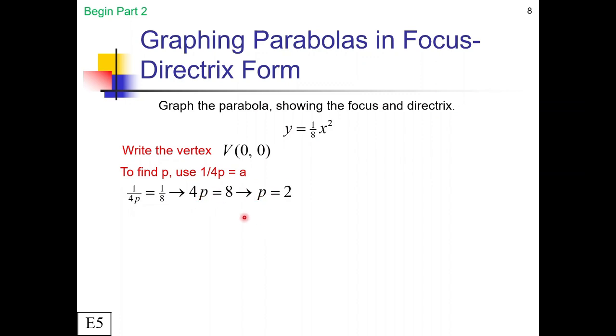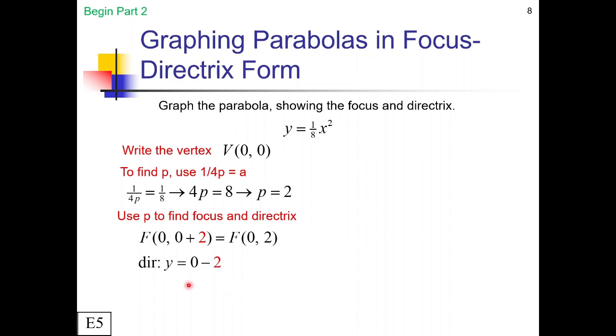So let me get my focus now. Again, that's just going to be the vertex plus the p-value. So we're going to have 0, 0 plus 2. So we're using p to find the focus and directrix here. That's just going to be 0, 2 for the focus, which we'll graph in a moment. For the directrix, we're now doing the vertex minus the p-value. And since it's y equals for the equation, we're going to write y equals for the directrix as well. So we have y equals 0 minus 2, or just y equals negative 2.